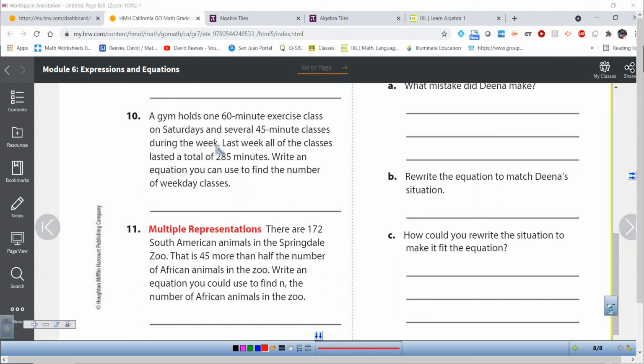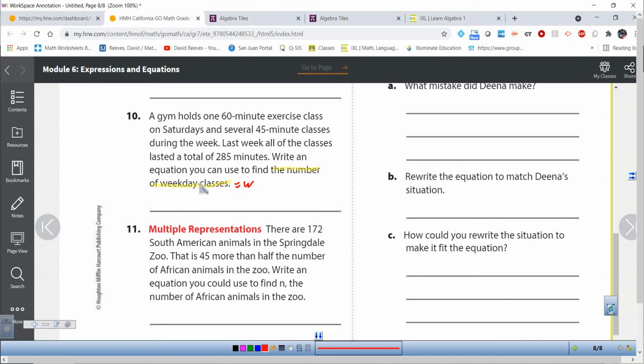Several 45-minute classes during the week. So that's a reoccurring thing. That's what's going to get our variable. Last week, all of the classes together were 285. There is our total. And then it says write an equation to find the number of weekday classes. Well, that is going to be our variable. All right, and again, I'm going to let that be W.